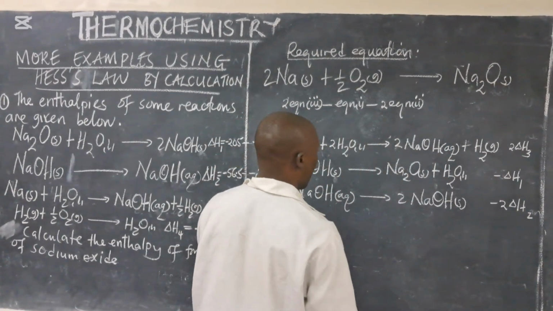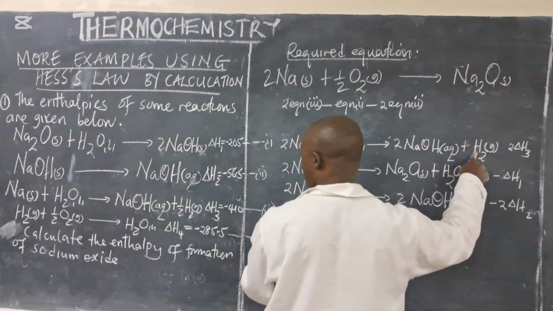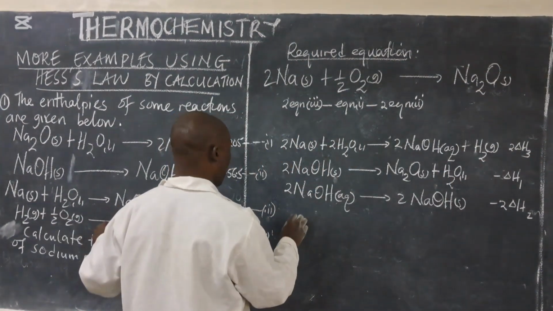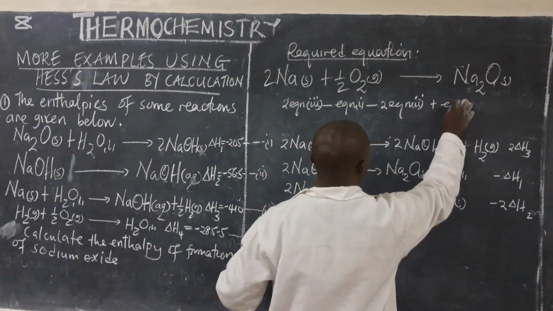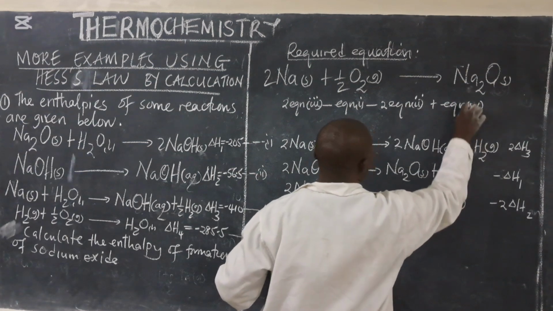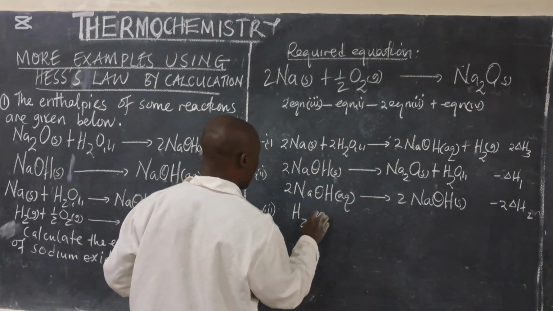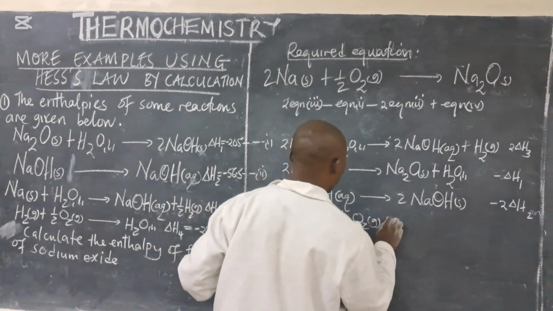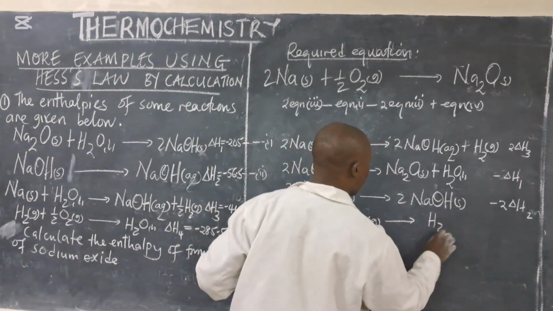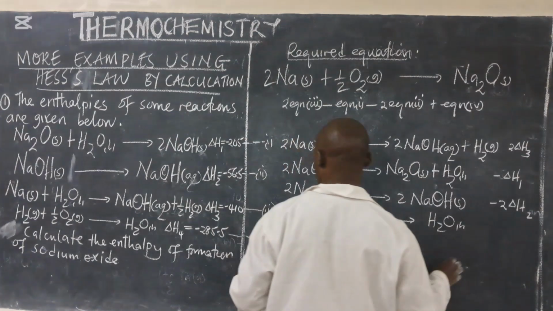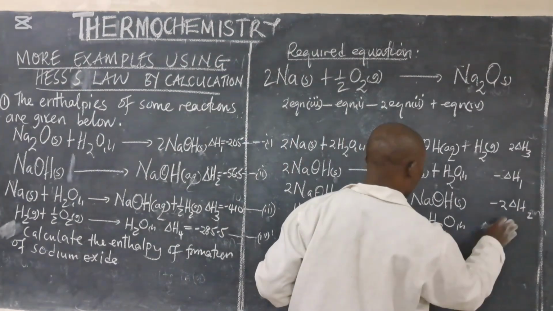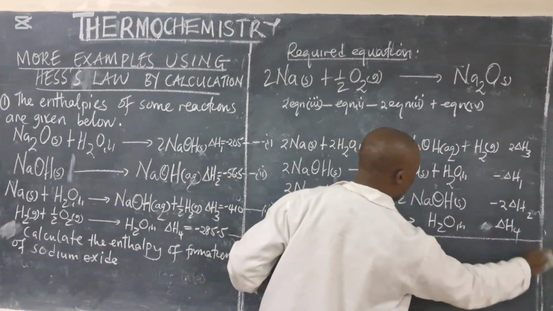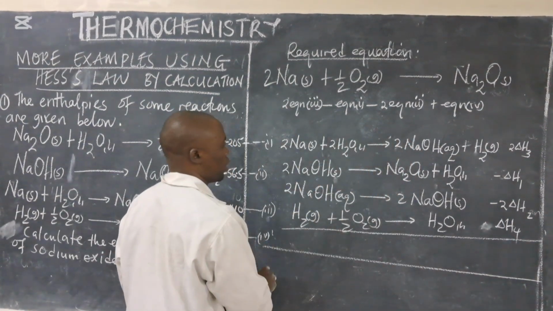Then let me look at what's missing. I can see hydrogen here, so hydrogen is on this equation. So I'll just drop it down here. So plus equation 4. So that will be hydrogen plus a half oxygen gives us water. So it's going to be delta H 4 direct. So add the equations accordingly.